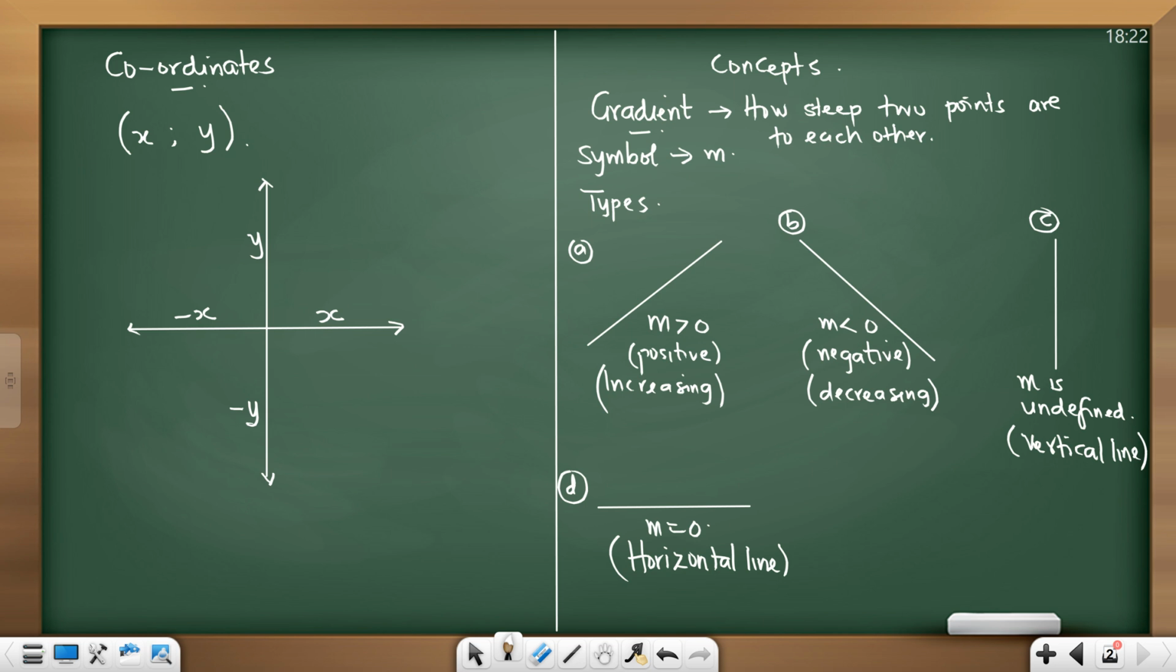Okay, are we good, everybody? I want to move as quickly as possible. Please make sure you go with me slide by slide. Don't get lost at all. Types of gradient, we have 4 types: increasing, decreasing, undefined, and horizontal, which is 0 gradient.